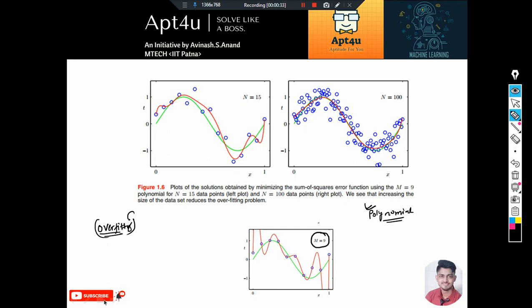We saw the equation of the polynomial, and we saw that for a higher order polynomial M equal to 9, the curve generated by the model was passing through all the data points. Remember, the blue circles here are the training data points, and the curve generated by the model was passing through all the training data points. What does it mean? It means that for each point, the training value is equal to the predicted value, because the curve is actually passing through the point.